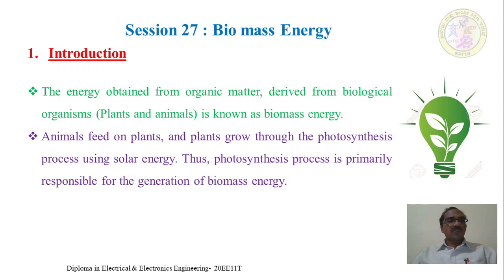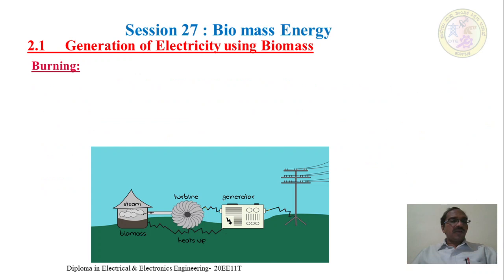The major source is the photosynthesis process. So photosynthesis, or solar energy, is the basic, and from that solar energy itself we are able to produce this biomass energy. What are the different processes by which I can produce electricity using biomass? There are different processes. One by one we'll start to learn about it.